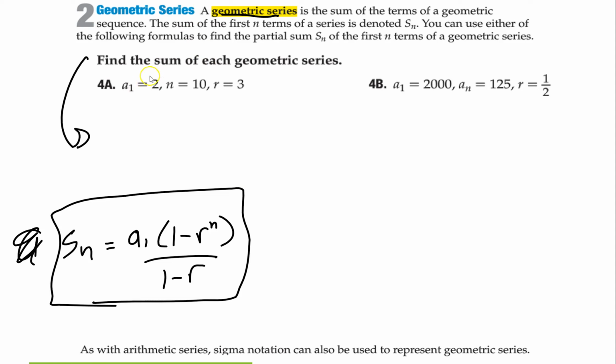They want me to find the sum of the first 10 terms. Notice how it says sum, so I'm using an S formula for the first 10 terms with r equals 3 and a1 equals 2. So it's plugging in. Sum of the first 10 terms equals a1, which is 2, times (1 minus 3 to the n power), all over 1 minus 3. And you just plug that into your calculator.